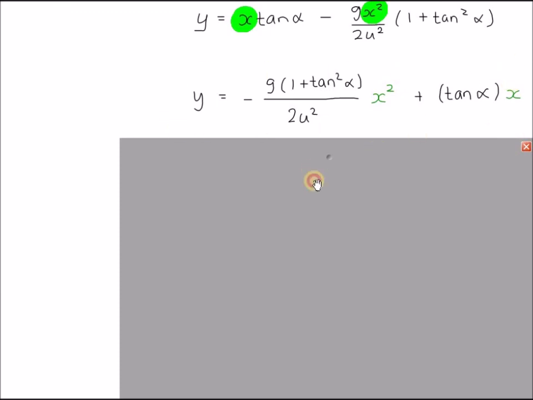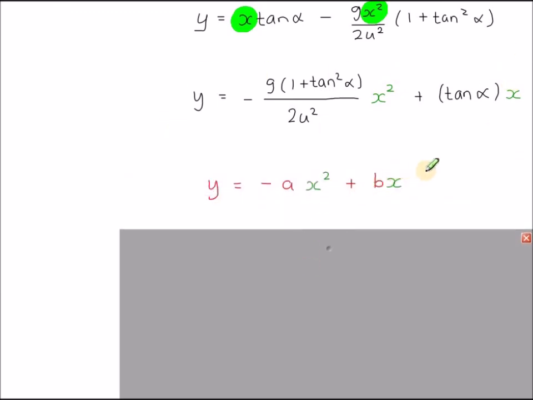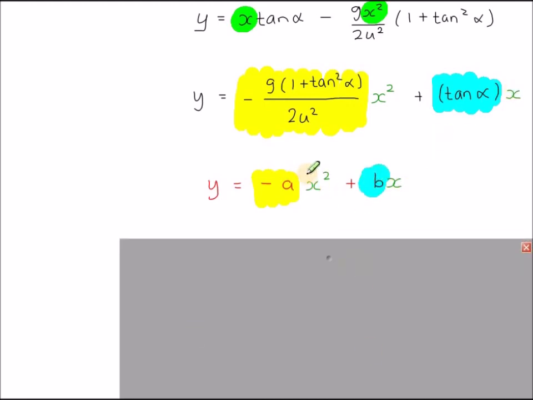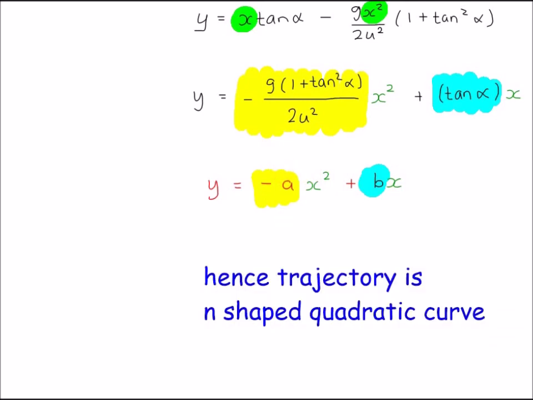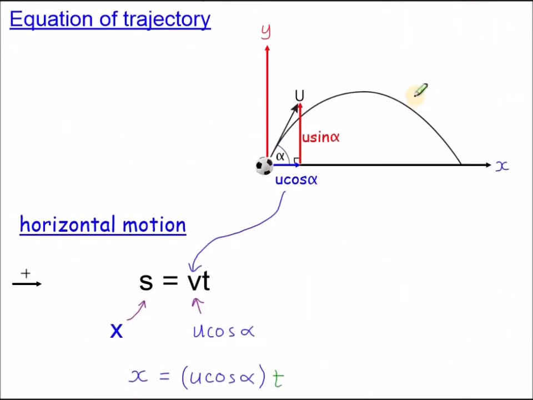This equation has the same form as this equation. So y equals minus a, which is this part, the minus a here, x squared plus b, where this is b, times x. The coefficient of x squared for this quadratic equation is negative, and that means we get an n-shaped quadratic curve, which is exactly what we see here.